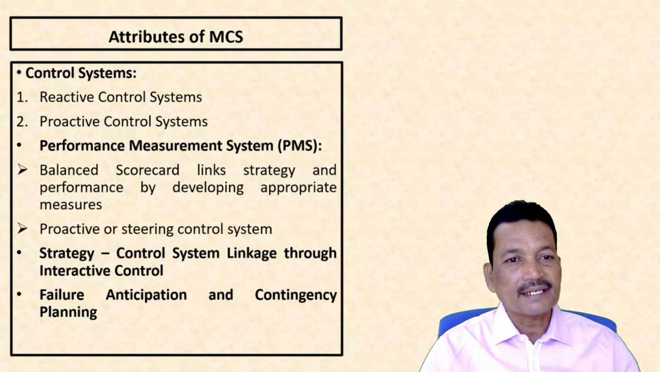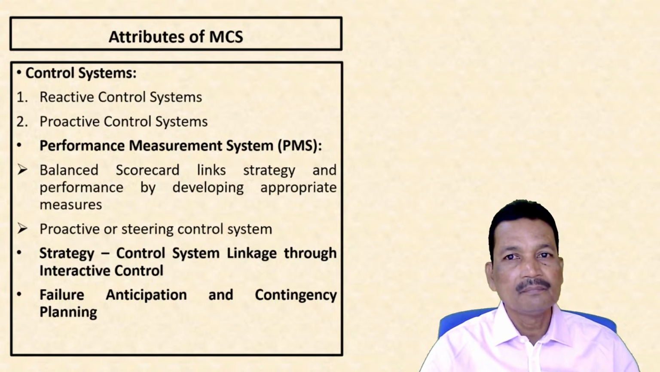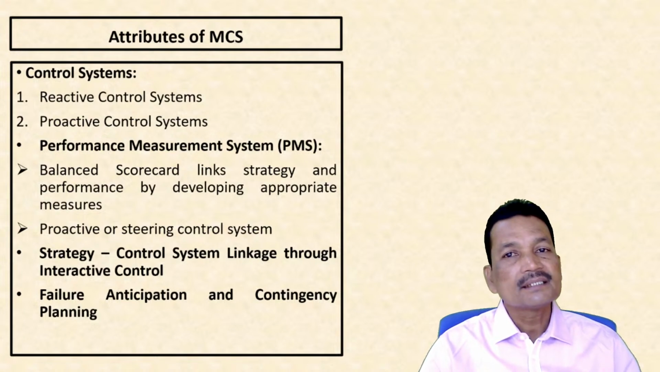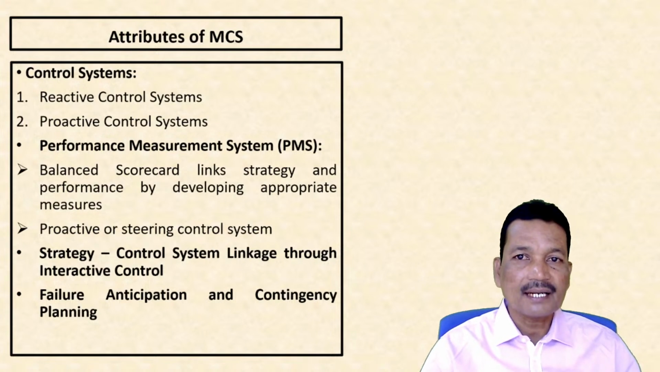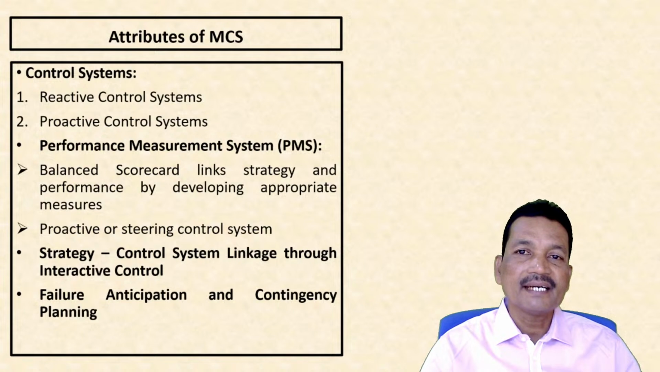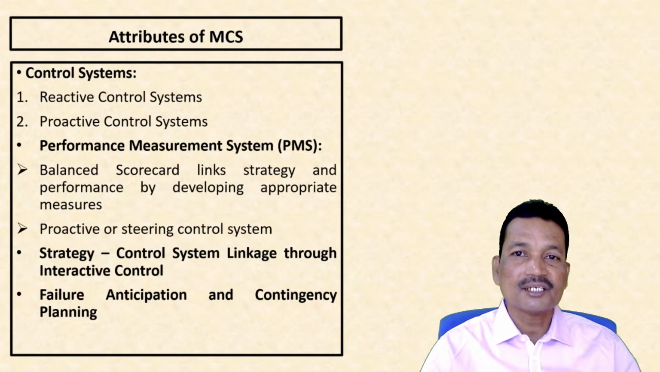Now look at the second type of control system that we have, that is the proactive control system. Let us take an example to understand what a proactive control system is. Let us take the same example of the car. Nowadays we are finding cars coming more and more with something called ADAS. So it is some sort of driver assistant system.